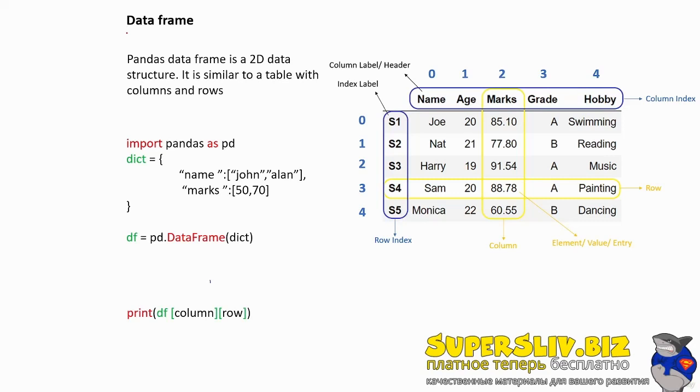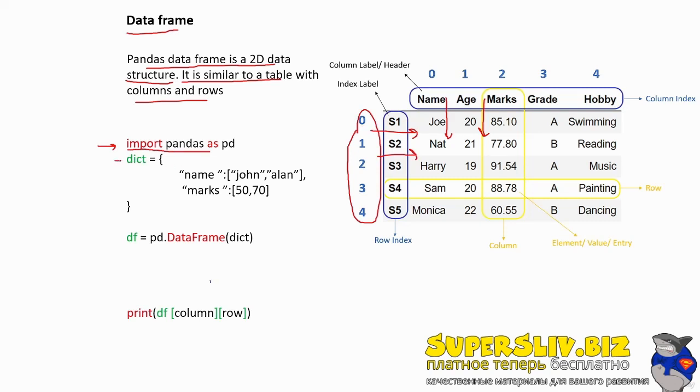Now let us talk about Pandas data frames. Pandas data frame is a 2D data structure. It is similar to a table with rows and columns. You can see these are the columns and these are the rows. Each row has an index.